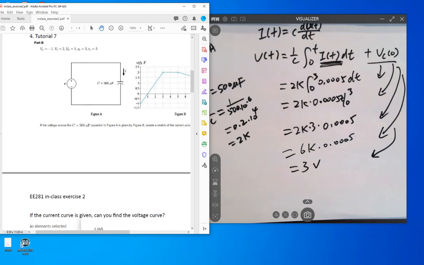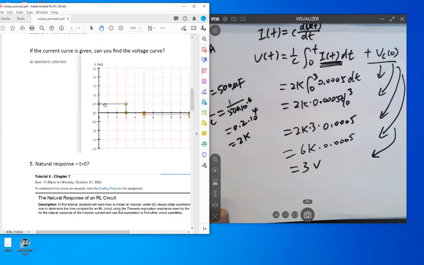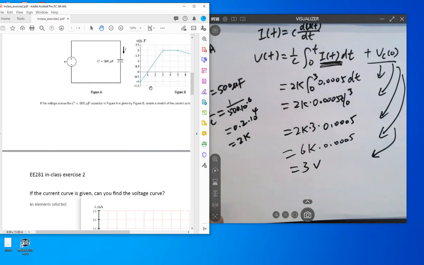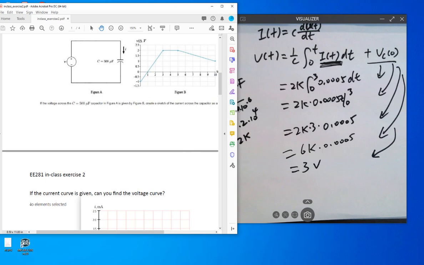Okay? If I give you all these parameters here, and I give you this, you should be able to plot it, right? It's linear, you know the difference, you know where to start it, and you know how to plot it. All right.